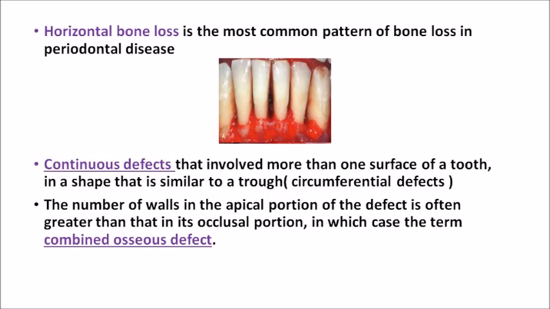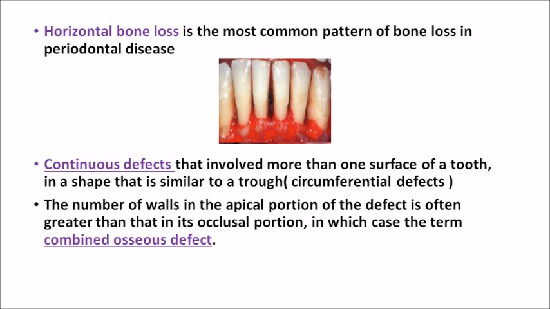So we discussed a lot of patterns of bone loss. By far, the horizontal bone loss is the most common pattern of bone loss in periodontal disease. There is even destruction of the bone. The next term is continuous defect and combined defect. What is the difference? Continuous defect involves more than one surface of a tooth in a shape that is similar to a trough. It is also known as a circumferential defect.